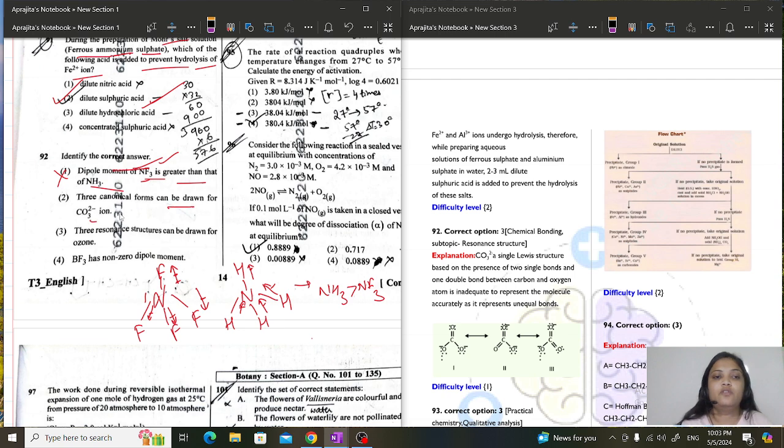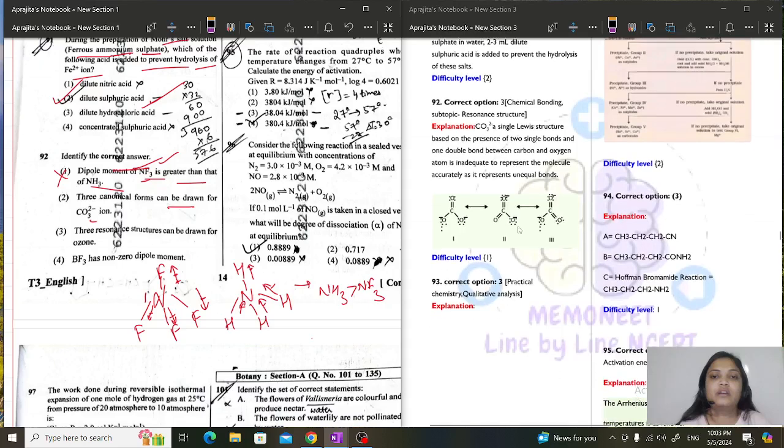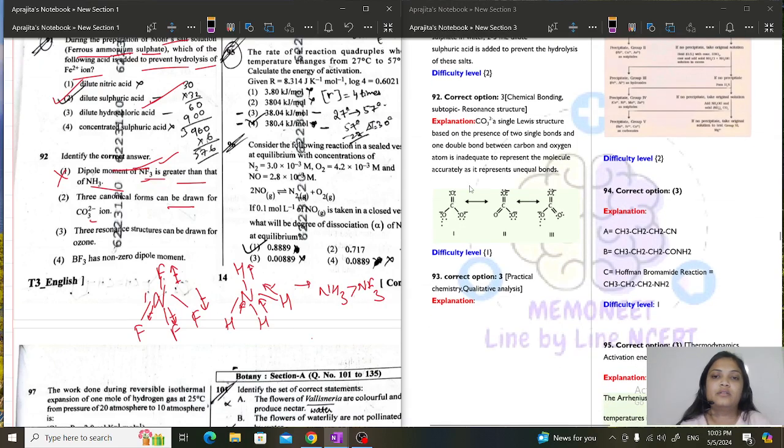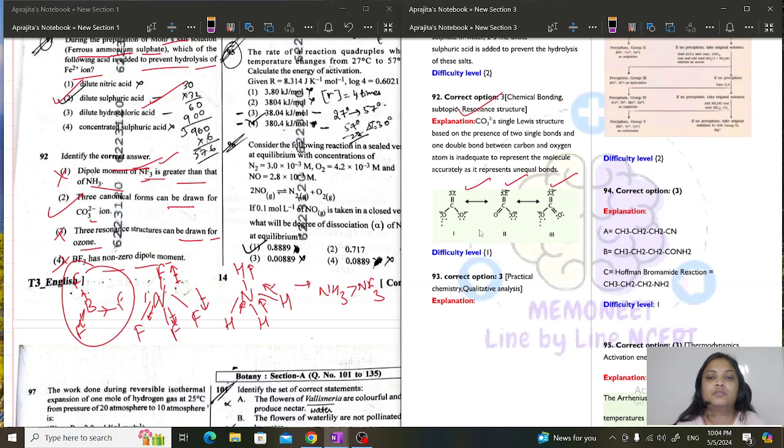Three canonical forms can be drawn for carbonate ions. So yes, for carbonate ions we can draw the three canonical forms. So this is actually true. Three resonance structures can be drawn for ozone. So this is not true because there are 2. And BF3 has non-zero dipole moment? No, BF3 does not have a non-zero dipole moment. It is having zero dipole moment because it's a planar molecule, and the dipole moments cancel each other. So this is also wrong. Correct answer is option number 2.